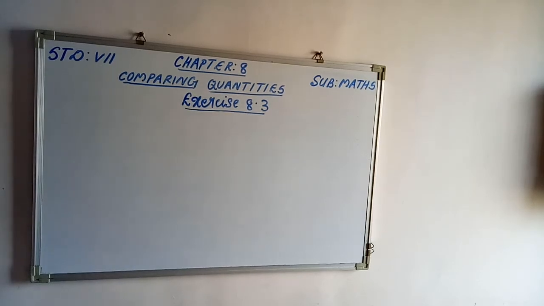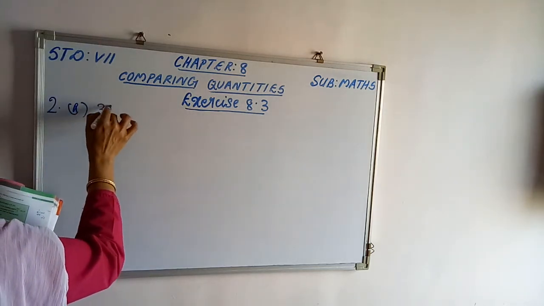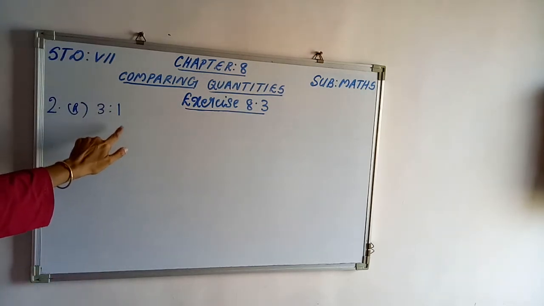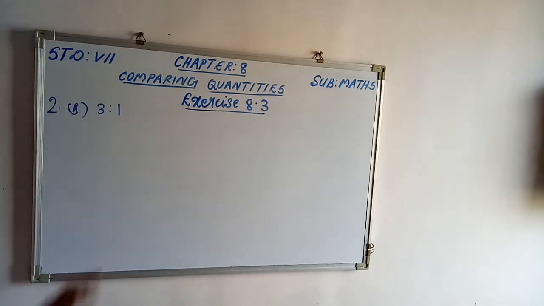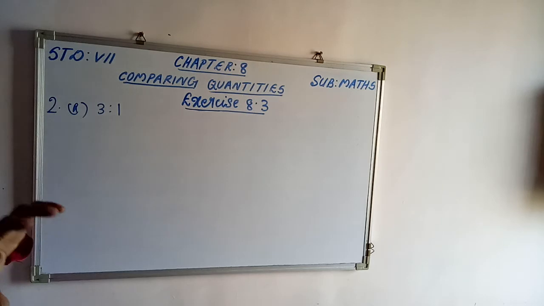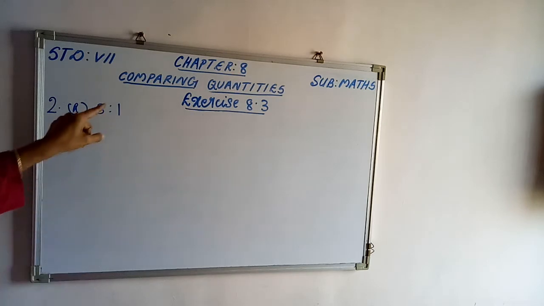Now question 2. Second question, convert each part of the ratio to percentage. So the first question, 3:1. So each part of the ratio, you have to convert it into percentage. See here, 3:1. Total how many parts are there? 3 plus 1 is equal to 4. So total parts it is 4. And 3 out of 4, that percentage you have to find out. Then 1 out of 4 percentage you have to find out. Is that clear? We will solve it.